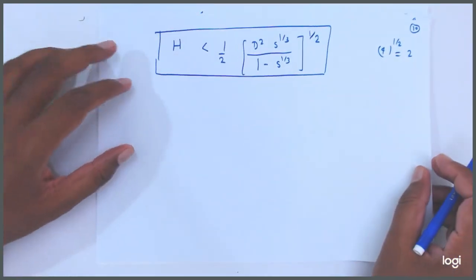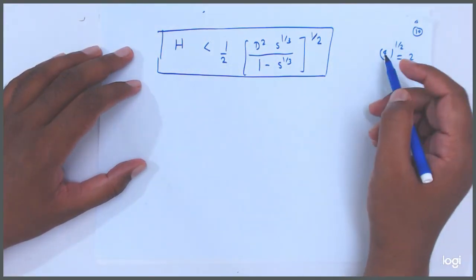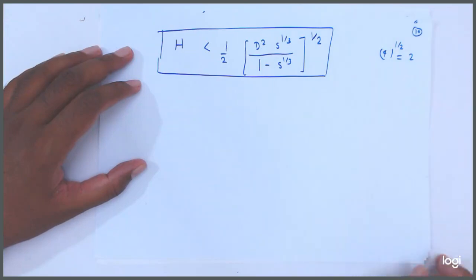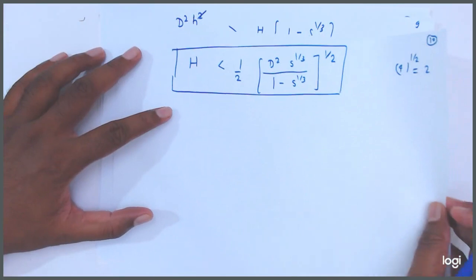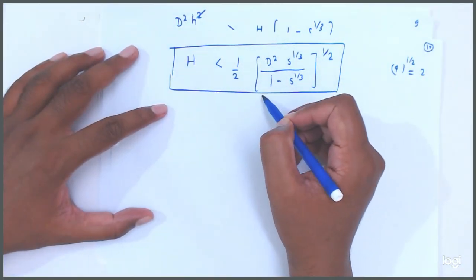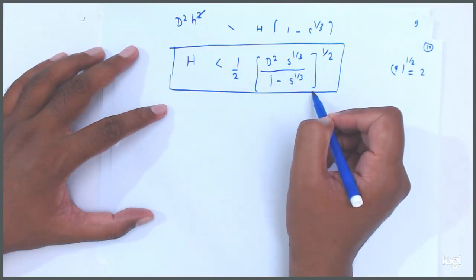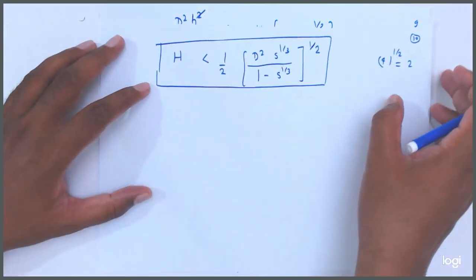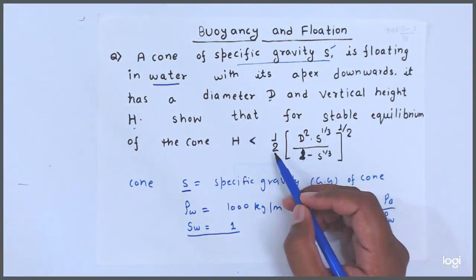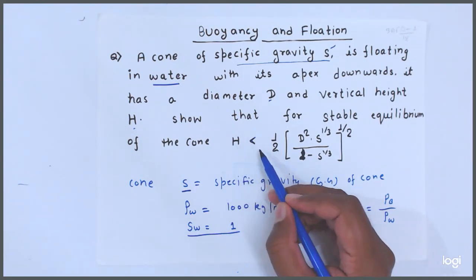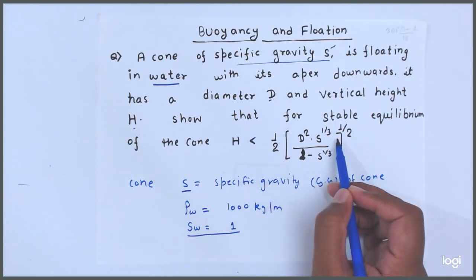Or it will come, friends, here h should be less than, when we take 4 to the power 1 by 2, it is equal to what? 2. So friends, when we take 4 out of this bracket, what will come? 1 by 2 bracket d square s to the power 1 by 3 upon 1 minus s to the power 1 by 3, bracket close, to the power 1 by 2. Okay, so from here we are able to derive this one. Capital H is less than 1 by 2 and these terms.